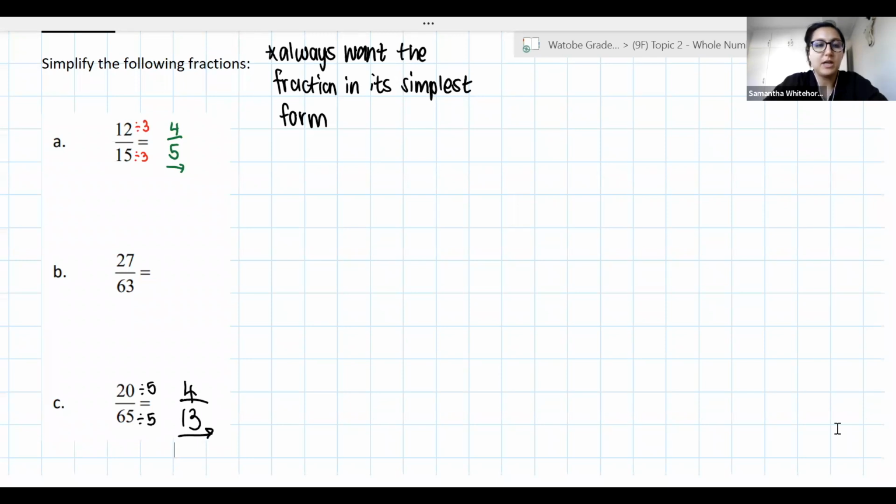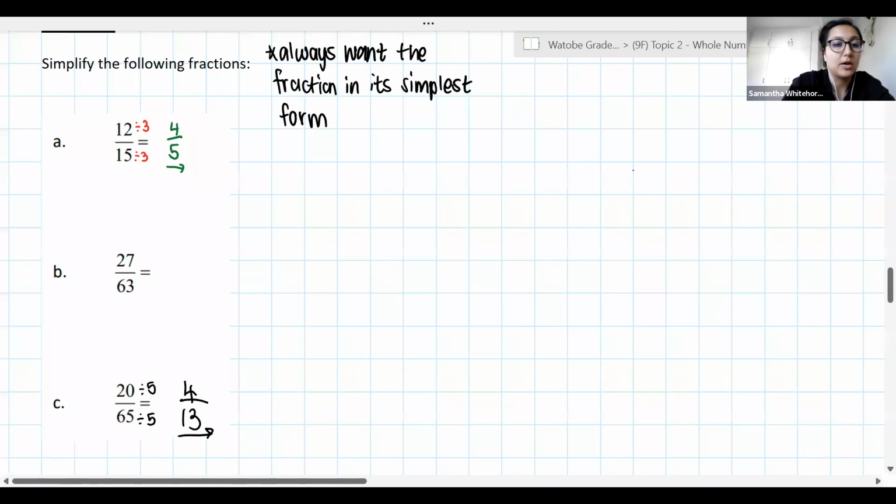Lufuno, do you want to give me B? Yes, ma'am. For B, ma'am, I divide by 3. You divided by? 3, ma'am. Okay, so let's divide these by 3. What do you get? I got 9 over 20. And then I simplified it more and I got 3 over 7. Okay, so what is 63 divided by 3? It's 21, ma'am. 21, perfect.